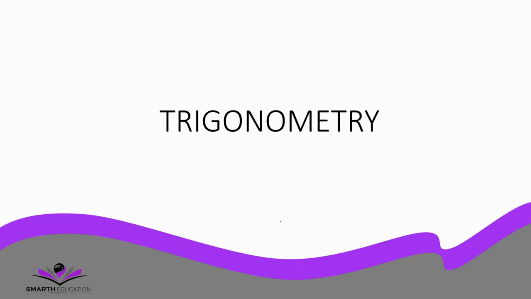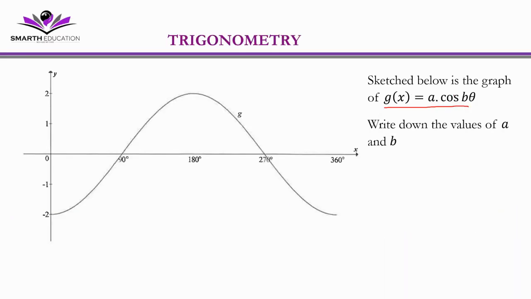Welcome back. Let's do question 321. Sketched alongside is the graph of g of x is equal to a cos b theta. Write down the values of a and b.